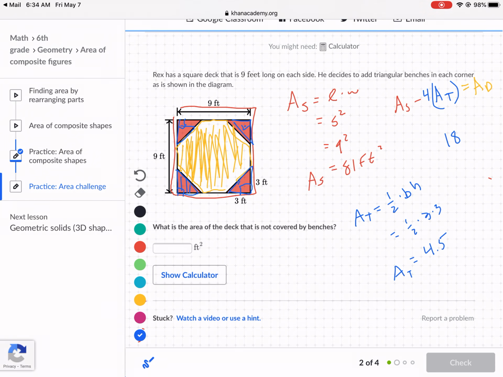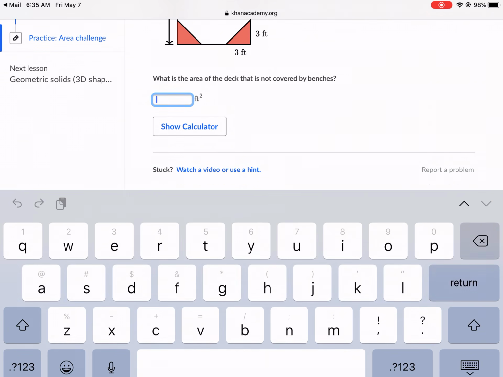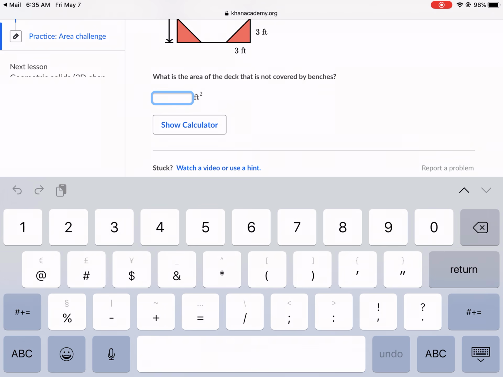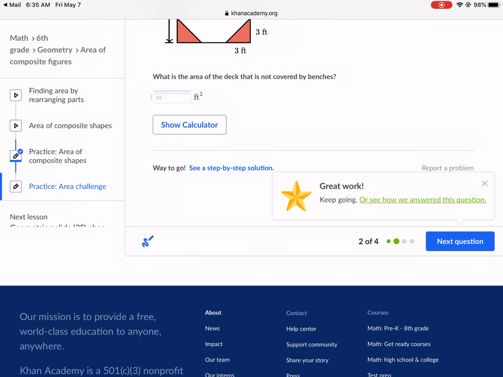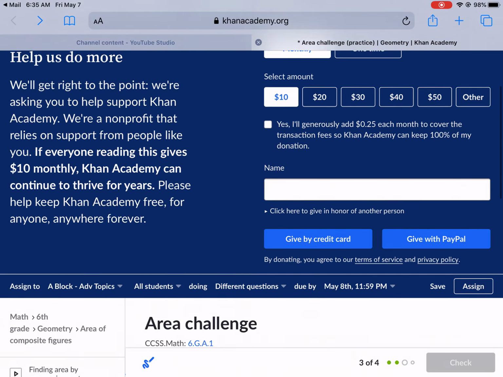I'm going to forego the units right now, and I'm just going to write 81 minus 18, and that's going to equal our deck. So we do 18 subtracted from 81, and we get 63 feet squared. This is actually a really relevant problem. A lot of contractors would need to do something like this. Home improvements, you would need to do something like this. That's why geometry rocks.